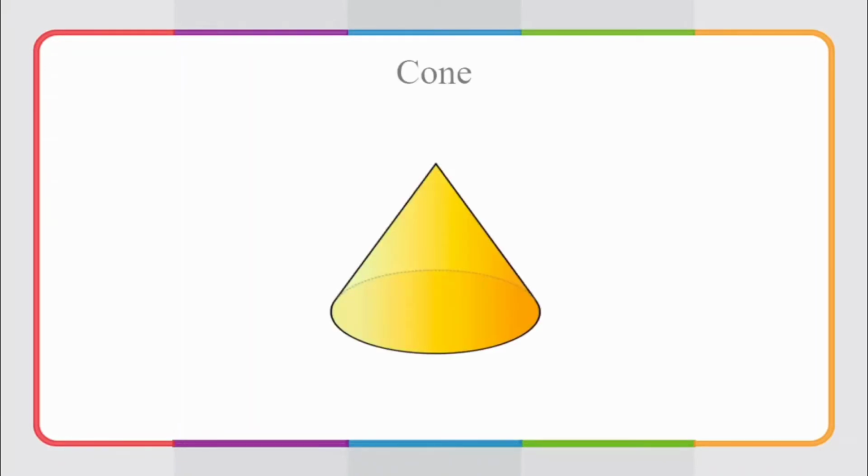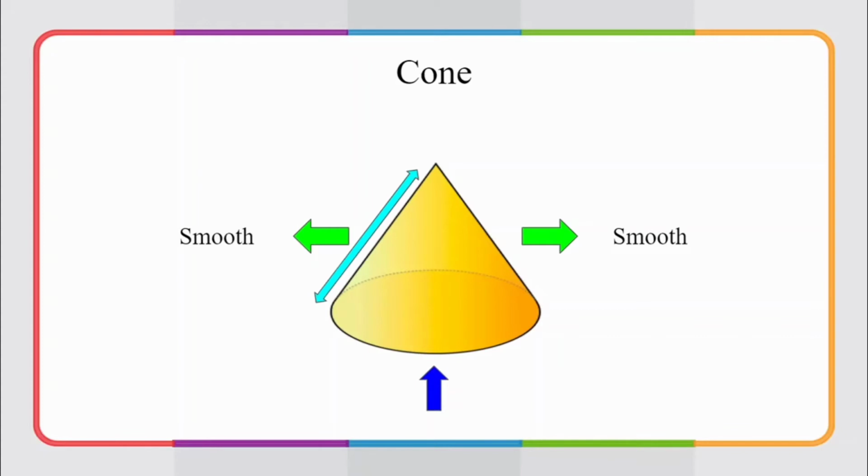So children, our next shape is a cone. This is a cone. A cone has a circle at the bottom and a curved surface which is smooth all around, and it goes up to one point called the vertex. Using the curved surface, it can roll, and using the bottom circle, it can slide. Therefore, a cone can roll as well as slide.